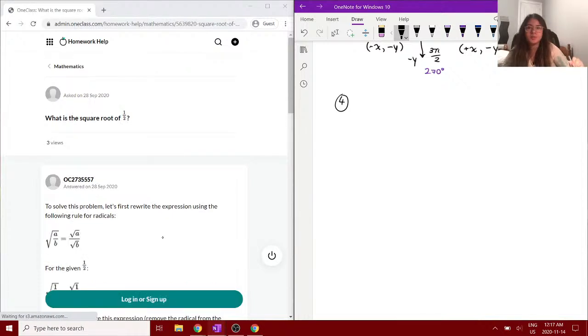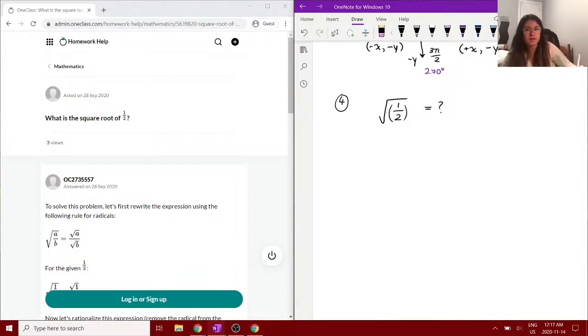Okay, question number 4. Question number 4 asks us, what is the square root of 1/2? Basically what it's asking is, what is the square root of this fraction 1/2, right? Okay, let's start by using the rule.